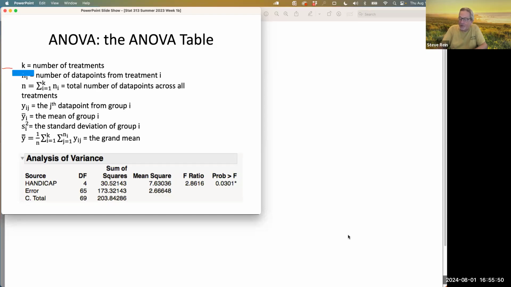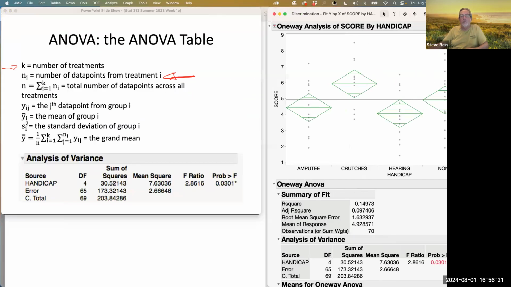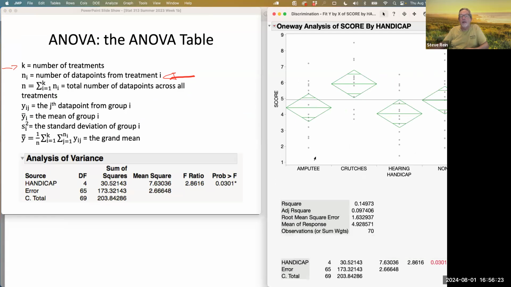If K is just the number of treatments you have, so think 5 different handicaps, K is 5. 6 different diets, K would be 6. N sub I is just the number of data points from treatment level I. So if I told you I had 14 data points from each of the 5 different diets, you'd say N1 is 14, N2 is 14, N3 is 14. Hey, let's actually bring our handicap back over here. You could see exactly that. Darn it, let's move it over here. And I can't.